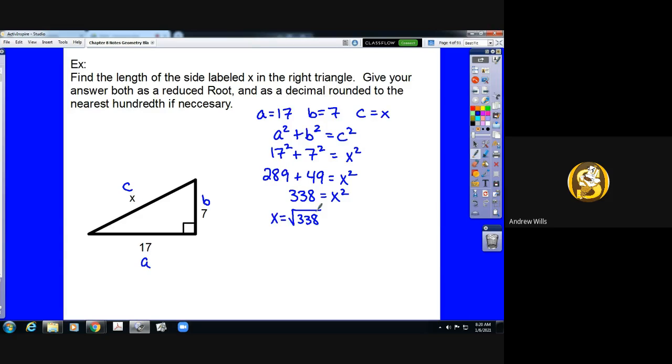Now, 338 is divisible by the perfect square 169. It is 169 times 2. Okay, it's 169 times 2. And 169, the square root of 169 is 13. So you should have 13 root 2. And this time, it doesn't tell us what the units are, so we have to use the generic units.